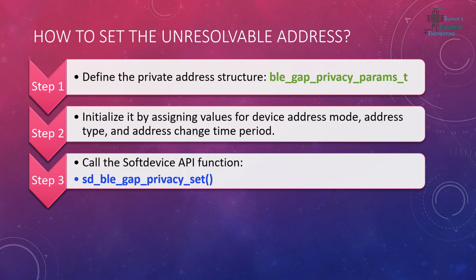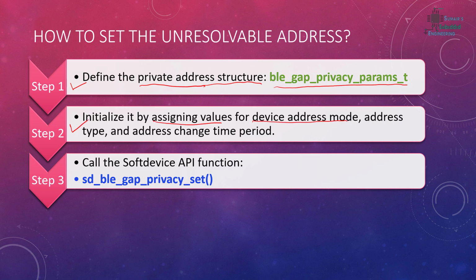So how to set the non-resolvable address? The first step is to define a private address structure. This structure is basically the ble_gap_privacy_params_t. We need to create a variable of this type of structure, and we will see the contents of this structure and how we assign them values in the next slide.